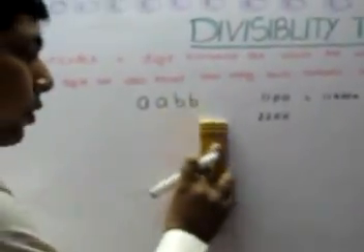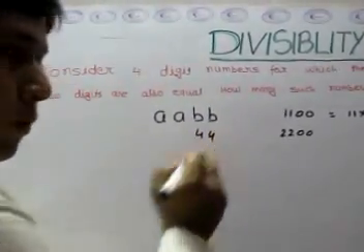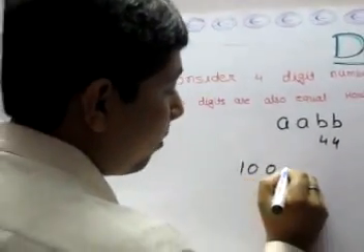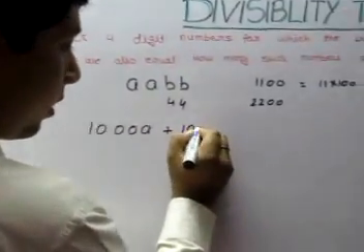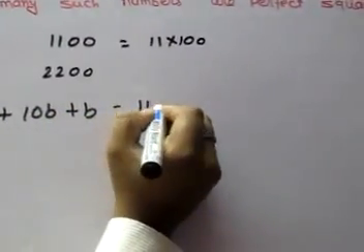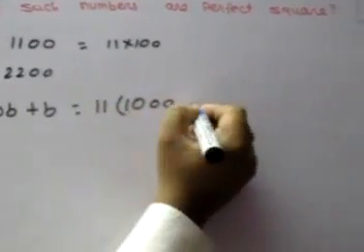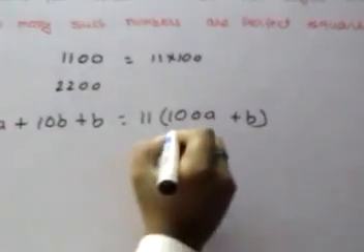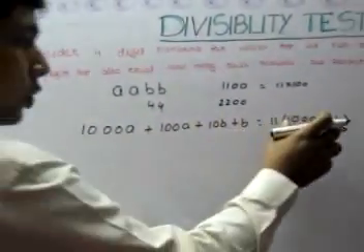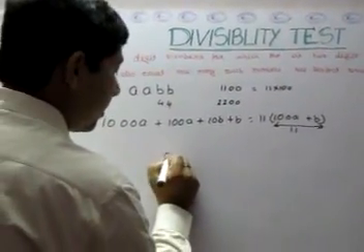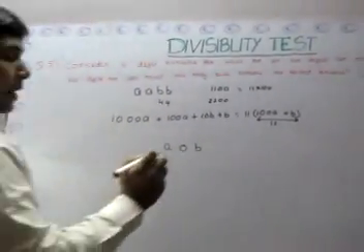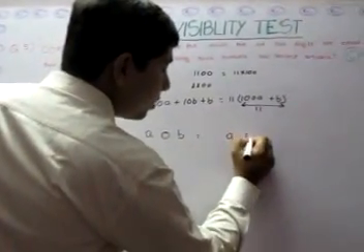So b must be equal to 4. Now, as we have seen earlier, this is a 4-digit number, so we can write it in the form of 1000a plus 100a plus 10b plus b, or 11 into (100a plus b). And we have also seen that this number must be divisible by 11. This is a 3-digit number whose middle term is 0, hence the number must be in the form of a0b. But we know that b equal to 4, hence a04.